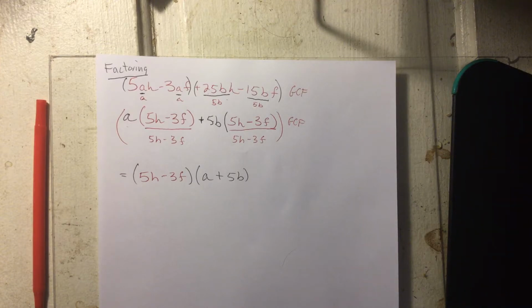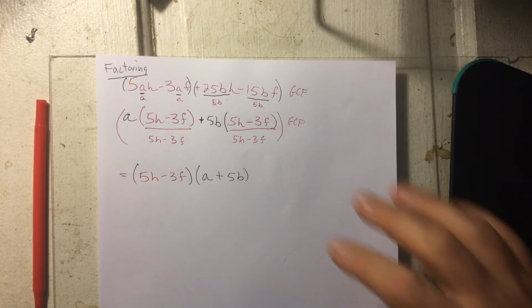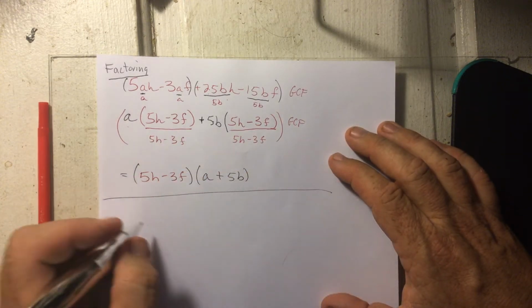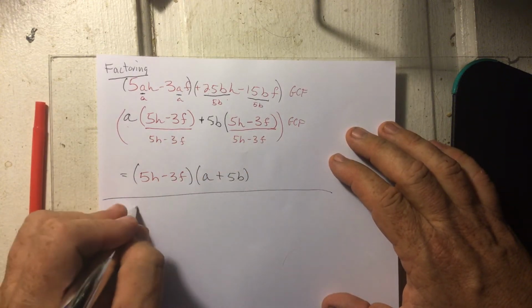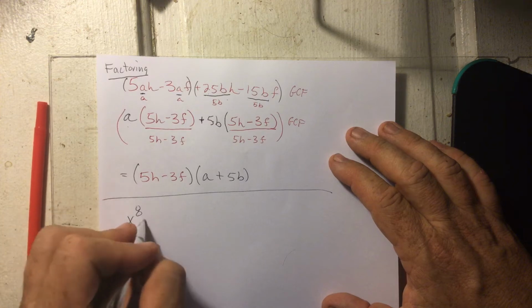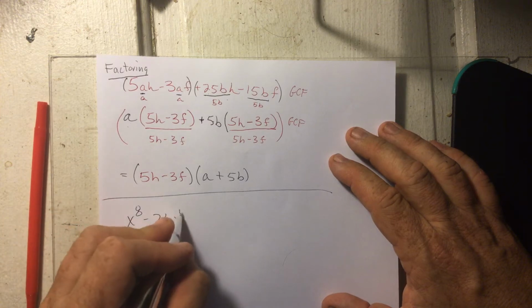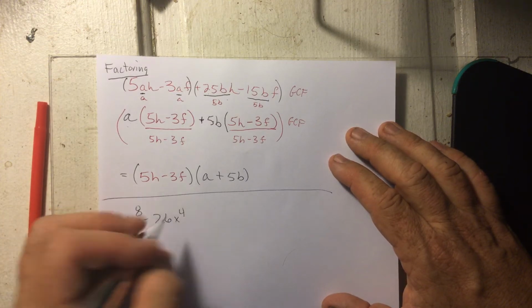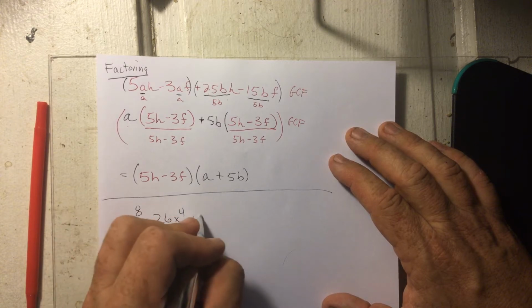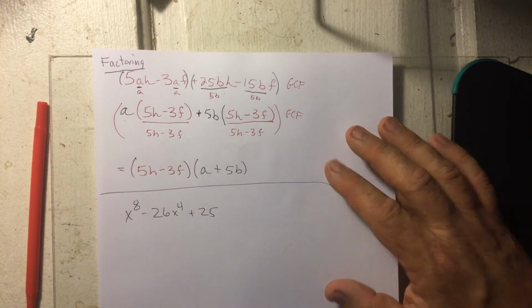If we just deal with factoring, there's always some different issues that pop up with factoring, and it can look like this. So then we've got x to the 8th minus 26x to the 4th plus 25.